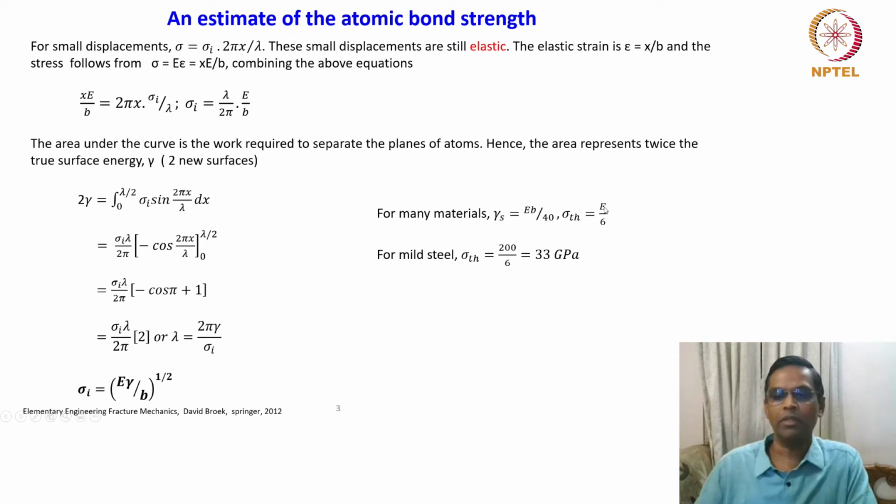For example, E is normally measured in GPa, right? But in practice, for most engineering materials, or any common material like mild steel, even if you calculate the theoretical strength, it is 200 by 6 approximately. It is 33 GPa, which is phenomenally high, far away from what we get in a simple tensile test. So this is one big discrepancy, right?